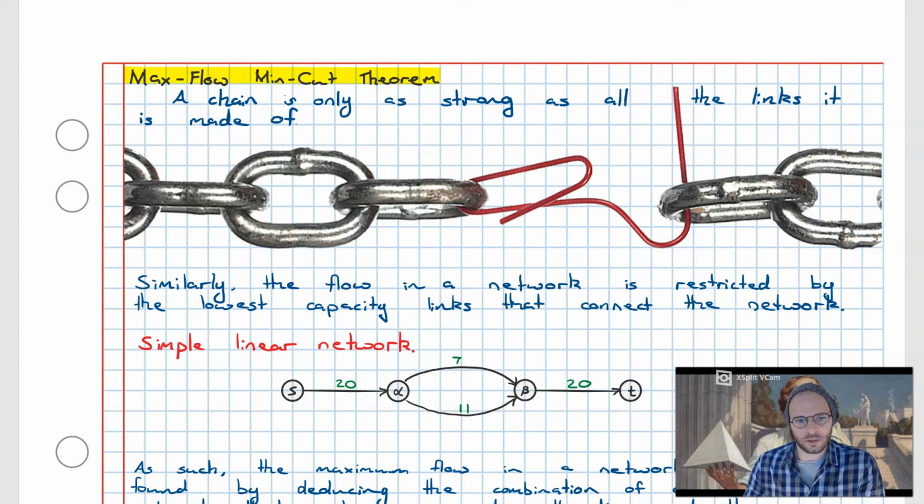Welcome to this video on the topic of networks. In this video, we're going to have a look at how we can deduce the maximum flow within a network using something called the Flow Min Cut Theorem.